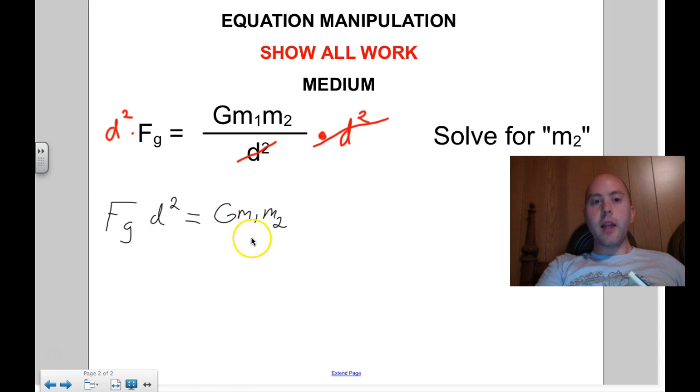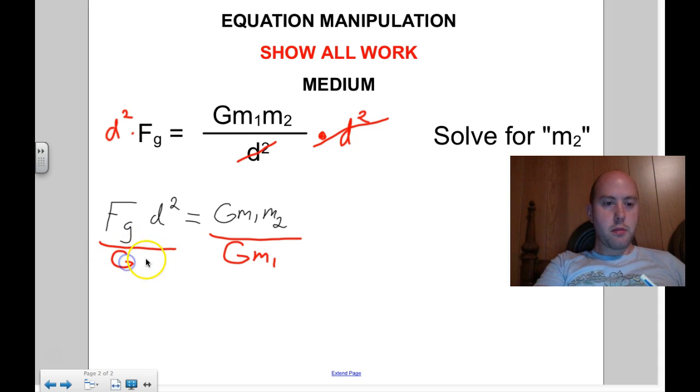Next step. Now we got rid of the denominator, which is awesome, but I still need to get m2 by itself. How do I do that? Well, I have to get rid of G and mass 1. I have to figure out how to bring G and mass 1 over to the other side. Well, again, pretty simple. Since these are all connected, in order to bring the G constant and the mass 1 to the other side, I'm going to divide both sides by big G and mass 1.